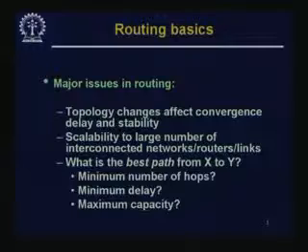The other issues in routing: one is that topology changes affect convergence, delay and stability. All right. The topology of the network changes all the time, because, as I said, links may go down or come up, and nodes may go down or come up. So, the topology is changing. This may change the path that a particular packet takes and the path that the next packet in the same stream takes. This may affect the delay, this may affect stability, and there are other issues.